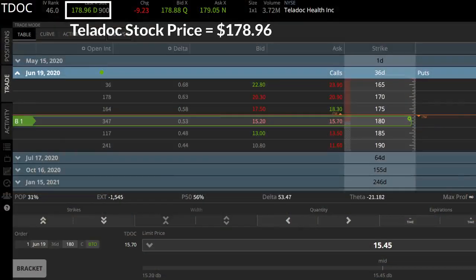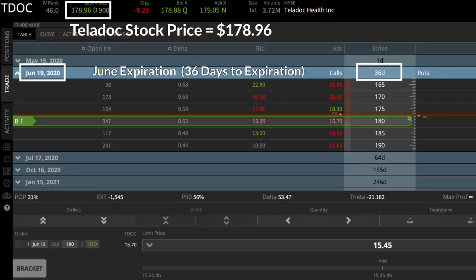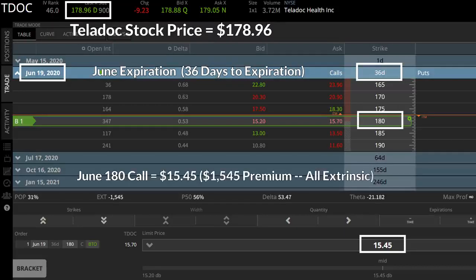Our second stock that we are going to look at is Teladoc Health, which has the ticker symbol TDOC. So as of this image, Teladoc shares were also trading around $180. So just like we did with Visa, let's go to the June expiration cycle with 36 days to expiration and look at the price of the 180 call. So the call option with a strike price of $180 expiring in June, which is 36 days away. As we can see here, the 180 call option in Teladoc that expires in June is trading for $15.45.